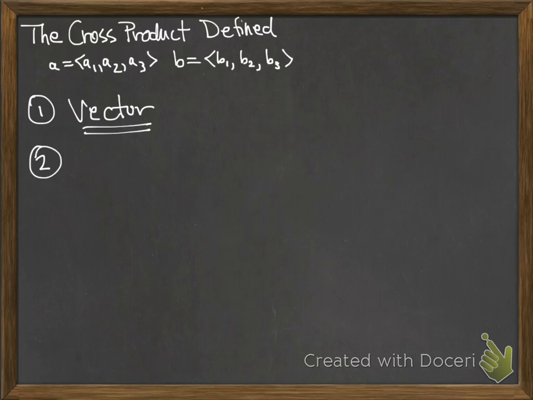And the second thing that's very important is that this must take place in 3D. You can't apply the cross product to vectors in 2D. All right? So those are the first two things.